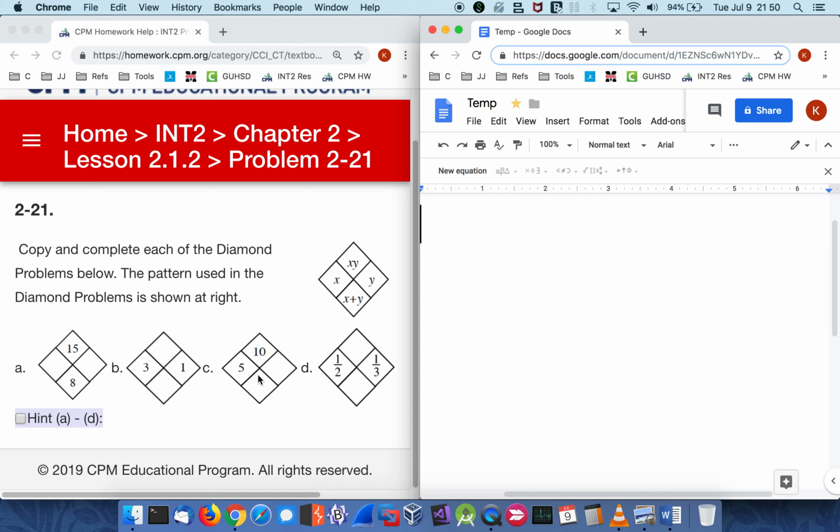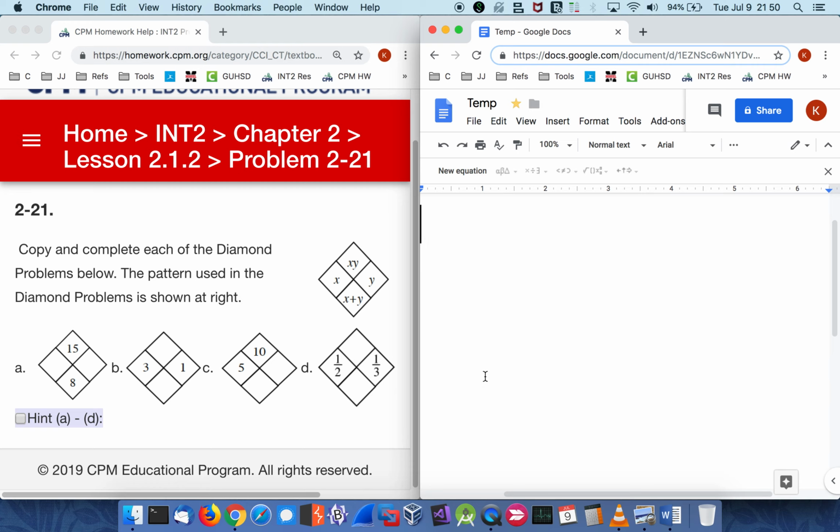Anyways, so then the next one, we've got 5 and 10 for this one. Well, again, that's pretty easy. So what are the factors of 10? Well, 1, 2, 5, and 10. And then they give you that one of them's 5. Well, 5 times 2 is 10, and so you've got 2 over here on the right. And then if you add them together, you get 7 on the bottom. So that one's pretty easy too.